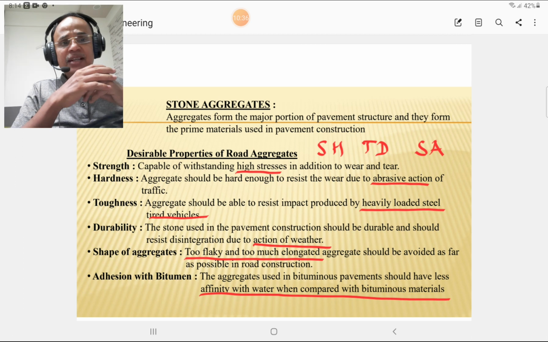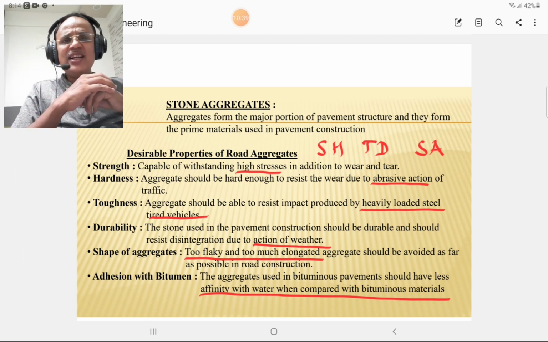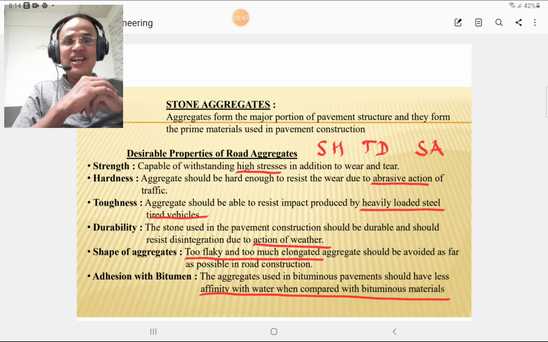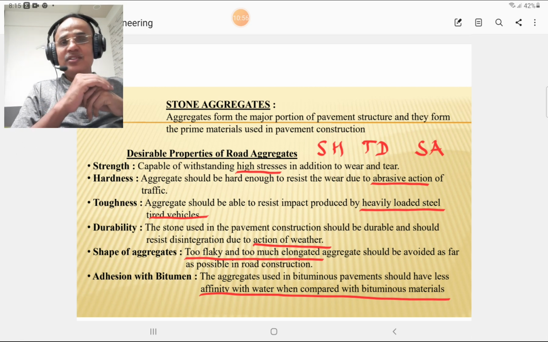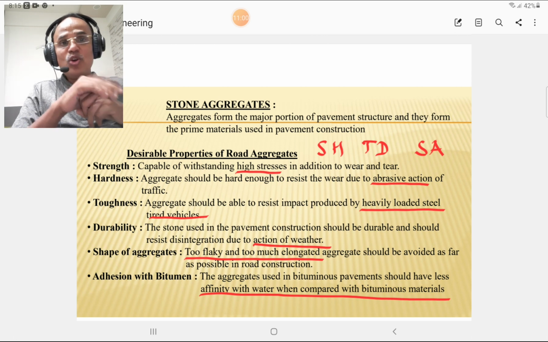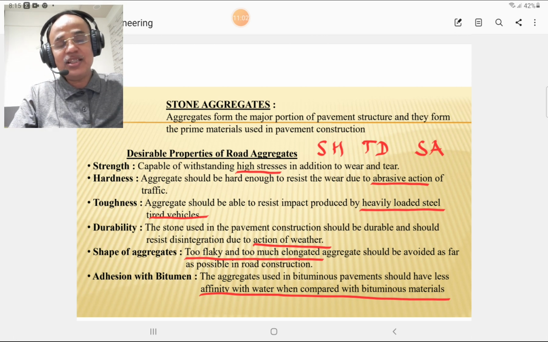Shape of aggregate means too flaky or too elongated aggregates are not used because they do not have sufficient strength. So they are not used in road construction. Rounded shape aggregates or some angular shape aggregates are used. Adhesion with bitumen: the aggregate used in bitumen pavement must have less affinity to the water. They should be hydrophobic. They have less affinity with the water and more affinity with the bitumen. That is the adhesion with the bitumen.